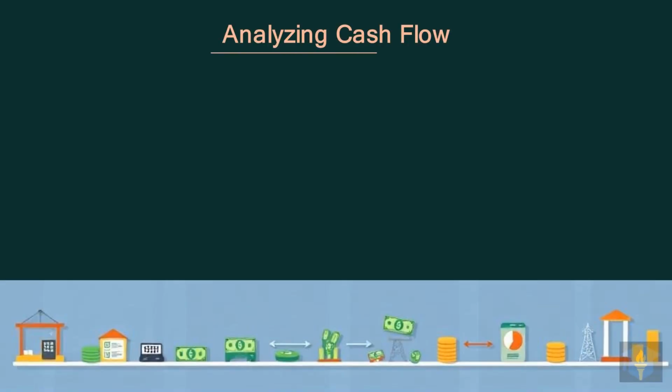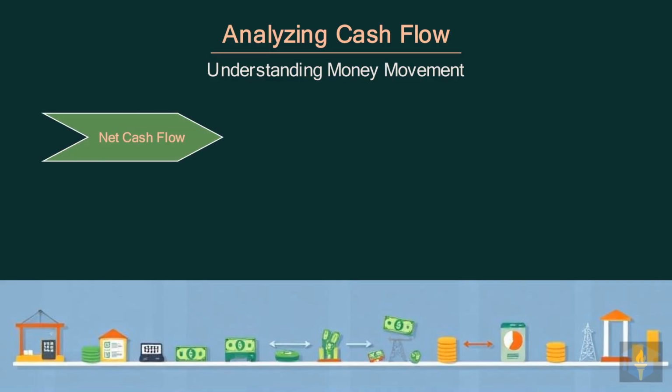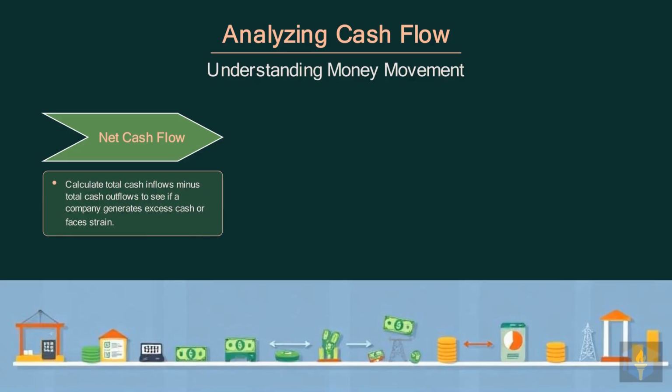Next, we'll focus on analyzing cash flow, a crucial aspect of understanding a company's financial health. This involves understanding the precise movement of money, both into and out of the business, very carefully. First, let's understand net cash flow, which is fundamental to assessing a company's cash position. Calculate total cash inflows minus total cash outflows to see if a company generates surplus cash or faces financial strain.